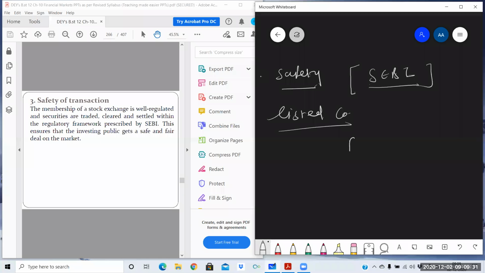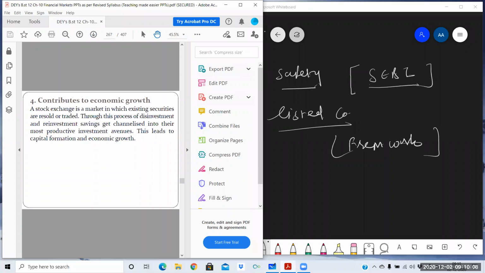Clear-cut rules and regulations are framed. A framework is there, within which all the stock exchanges have to work, and a framework is also prepared by the stock exchange, keeping in mind the framework prepared by SEBI, and under that framework all the companies have to work. Guidelines issued by SEBI need to be followed by the companies as well as by the stock exchange. So this all ensures that the investing public gets a safe and fair deal in the market, and there are very few chances of fraud.